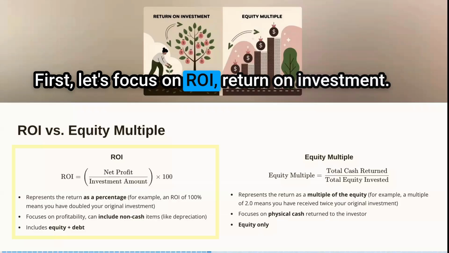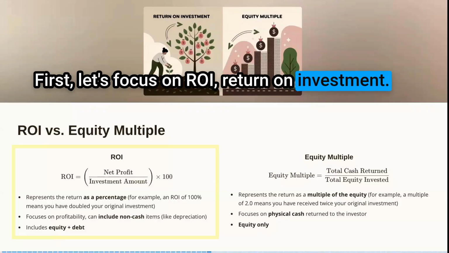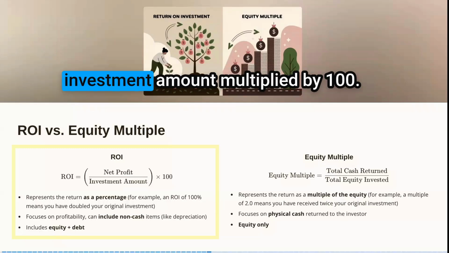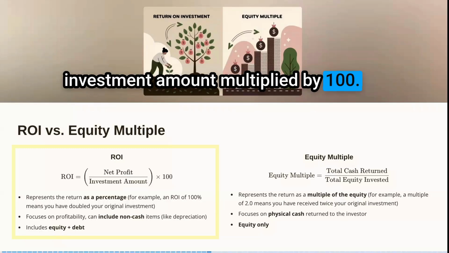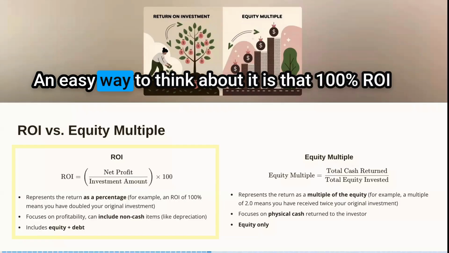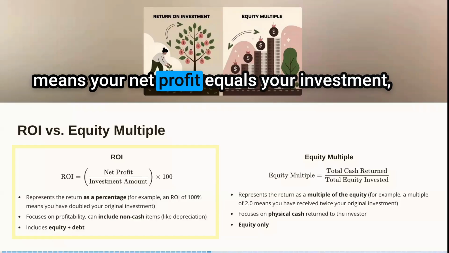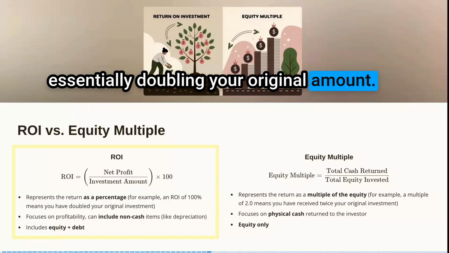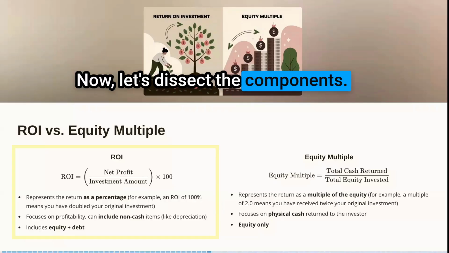First, let's focus on ROI, return on investment. ROI formula: net profit divided by investment amount multiplied by 100. ROI represents the return as a percentage. An easy way to think about it is that 100% ROI means your net profit equals your investment, essentially doubling your original amount. Now, let's dissect the components.